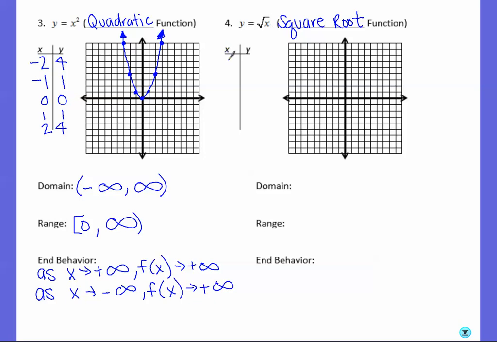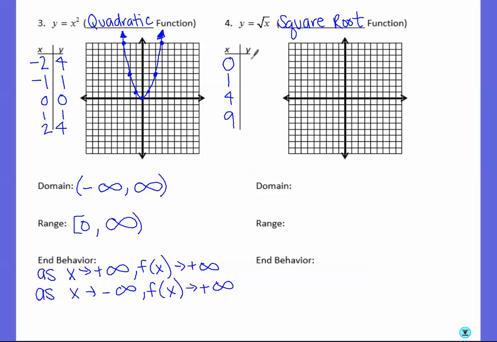So the lowest x value we're going to use is 0. And then for the rest of our x values, we want to choose perfect squares. So we're going to choose 1, 4, and 9. This will help us in making sure that we have whole number answers for our y values.